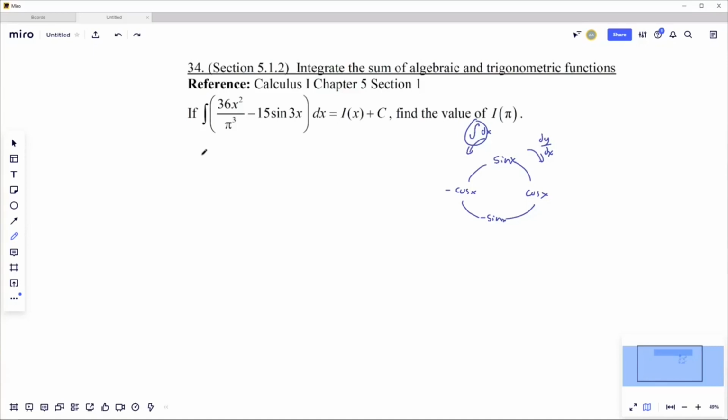So this question is really easy. You just need to split the integral and then take the constants outside to make things easier. So 36 over pi cubed times the integral of x squared dx minus 15 integral of sine 3x dx. So 36 over pi cubed, the integral of x squared is x cubed over 3. This and this cancel, you get 12 minus 15 integral of sine 3x.